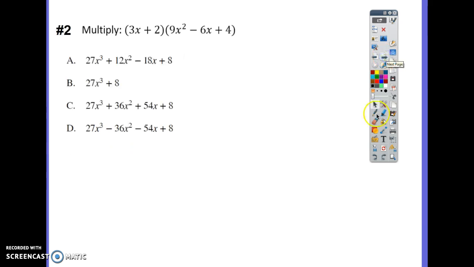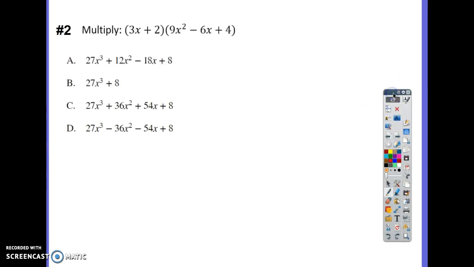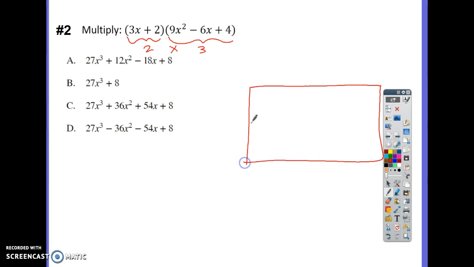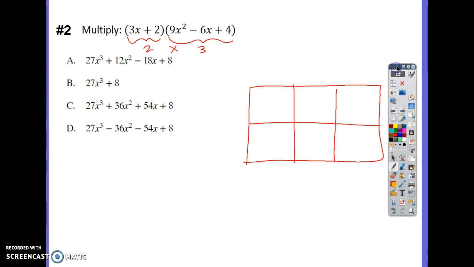Problem number 2. Let's draw out our box. This is a 2 by 3. 2 by 3 box. So you're going to draw a side with 2 and another side with 3. So it's a total of 6 squares. Make sure that you're writing all of this down. This is your notes for today's assignment, and it's going to help you figure some of them out.